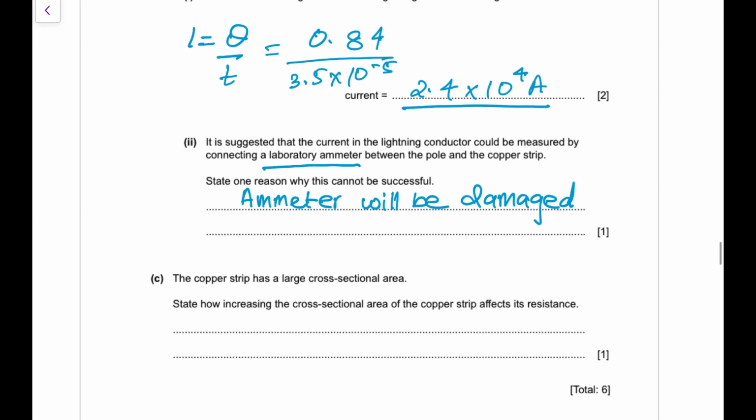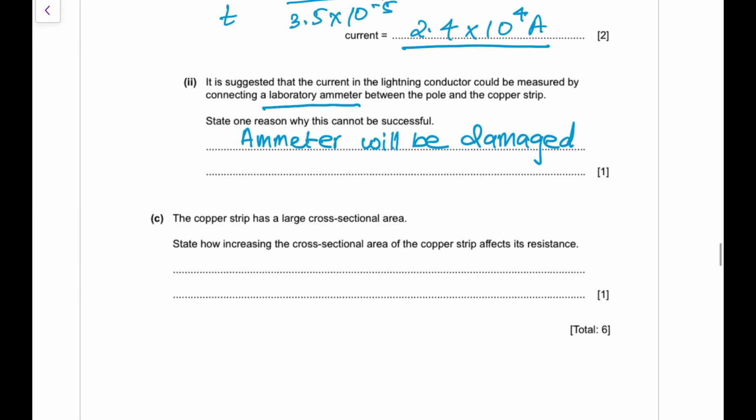C. The copper stripe has a large cross-sectional area. State how increasing the cross-sectional area of the copper stripe affects its resistance. Now resistance is equal to the resistivity multiplied by length divided by the cross-sectional area. As you can see, cross-sectional area and resistance of a conductor are inversely proportional. So if you increase the area, resistance would decrease.